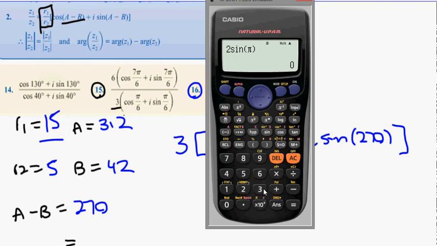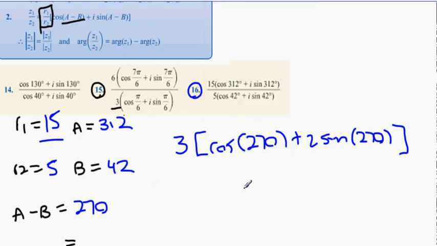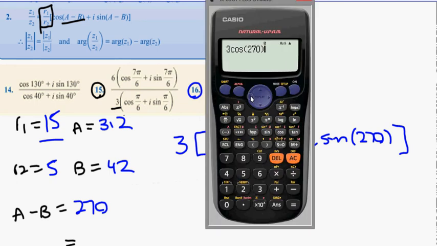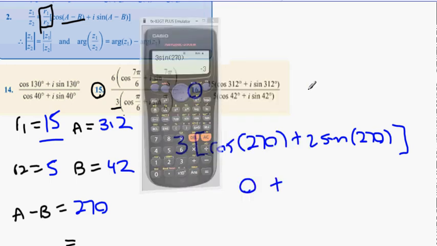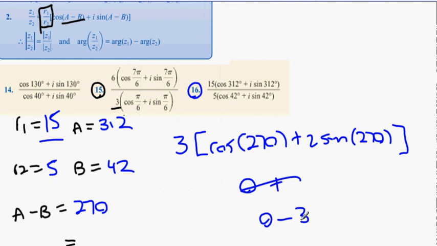So 3 cos 270 is going to be, now this is because we haven't put the settings back to degrees. Degree is number 3. Let's try this again. And it's 0 this time around, so it's going to be 0 plus 3 times sine 270, and that's going to get me minus 3i. So it's going to be 0 minus 3i. Okay, so that was question 16.